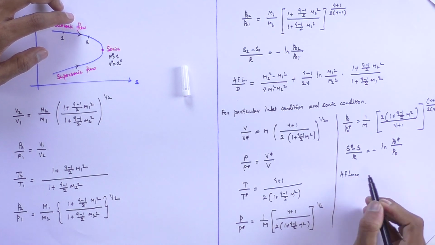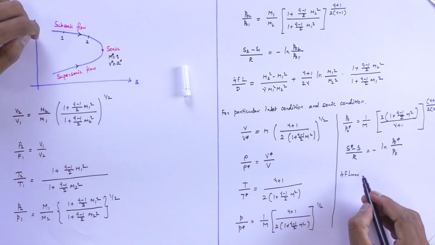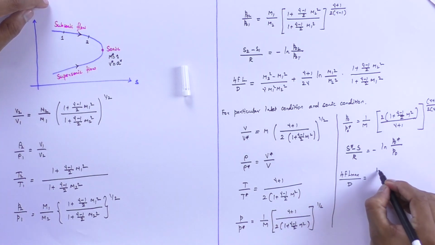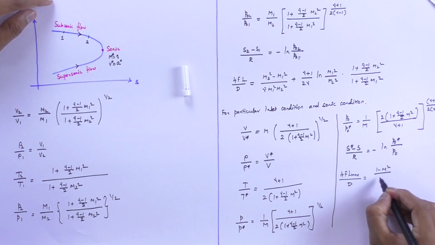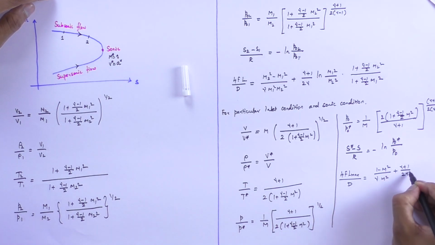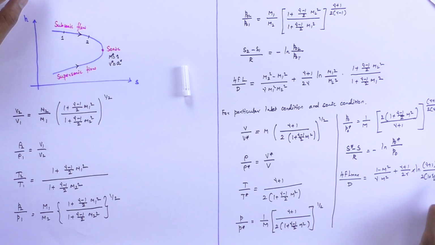Then this 4f L maximum divided by D, the duct length required to achieve this sonic condition for a particular inlet condition, is equal to 1 minus M square divided by gamma M square, plus gamma plus 1 divided by 2 gamma into ln of gamma plus 1 into M square divided by 2 into 1 plus gamma minus 1 by 2 M square.